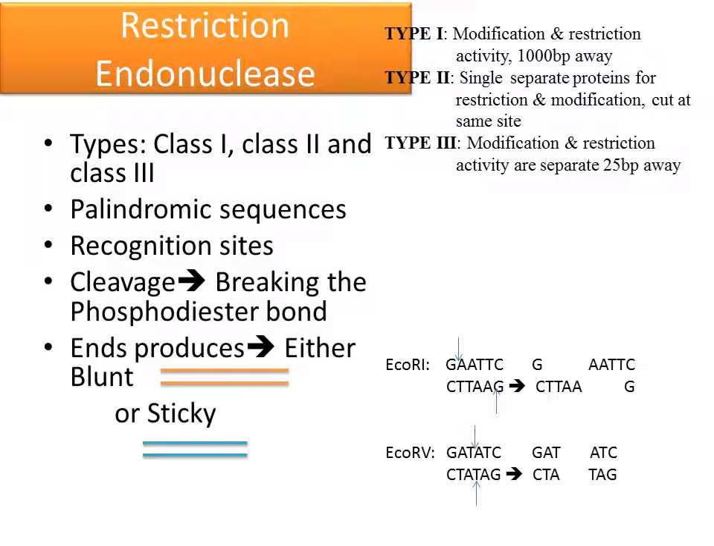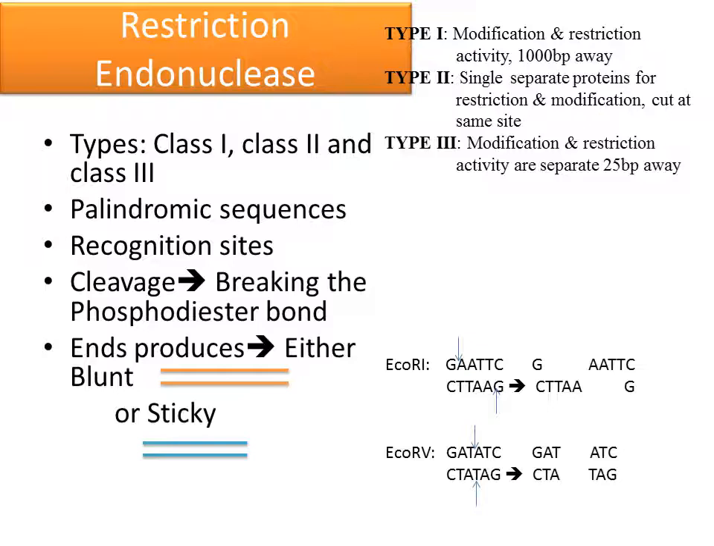Now, if we look at the types, type 1, type 2 and type 3, we will find that all of them have some modification properties. Some have them in one subunit, some have them in different subunits, but type 2 is the most important. Now, why is it so?